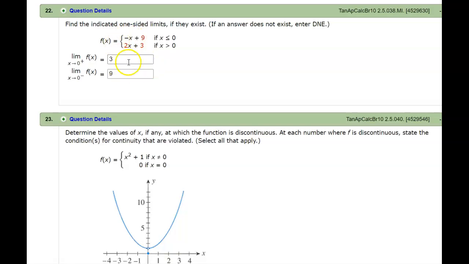Now I know if I graph this function that I've got a graph that has a jump in it, because at 0, the right side is 3 and the left side is 9. So if I wanted to find the whole limit here, it would be does not exist.